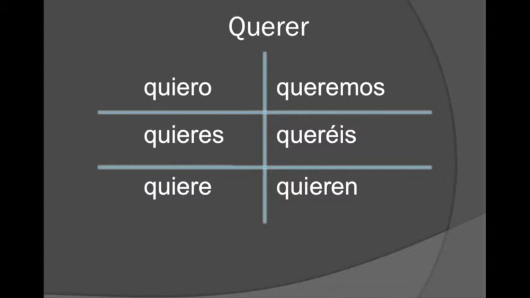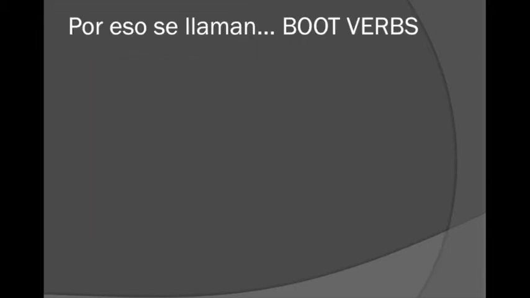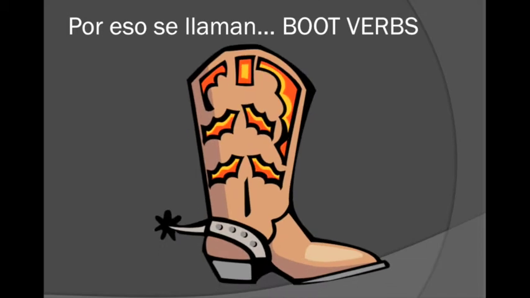Notice how quiero, quieres, quiere, and quieren all have the E to IE stem change, but the nosotros form does not insert an I, nor does the vosotros form. The shape of what happens here is known as a boot. You can see by circling the verbs that have the stem change, we essentially create what looks like a boot. And for that reason, we call them boot verbs, because they change in everything except the nosotros and vosotros.